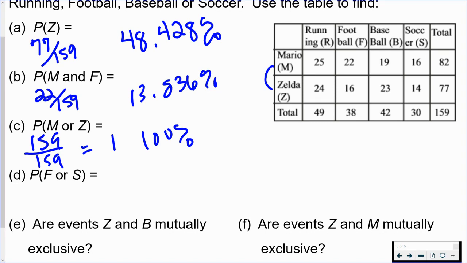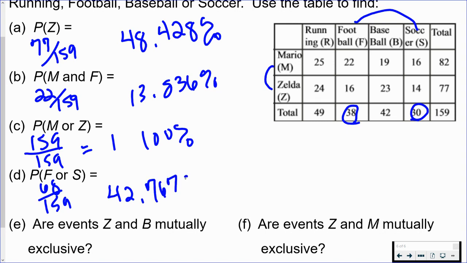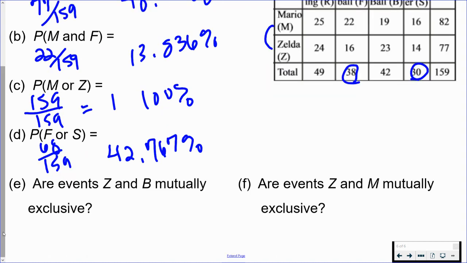Okay, probability of F or S. So that's football or soccer. Okay, so those don't intersect at all on the table. So those are mutually exclusive, so we don't have to subtract anything. So that was a total of 38 people and 30 people. If we add those together, that's a total of 68 out of 159. So let's talk about what that percentage would be. If we had 68 divided by 159, that's going to be 42.767%.